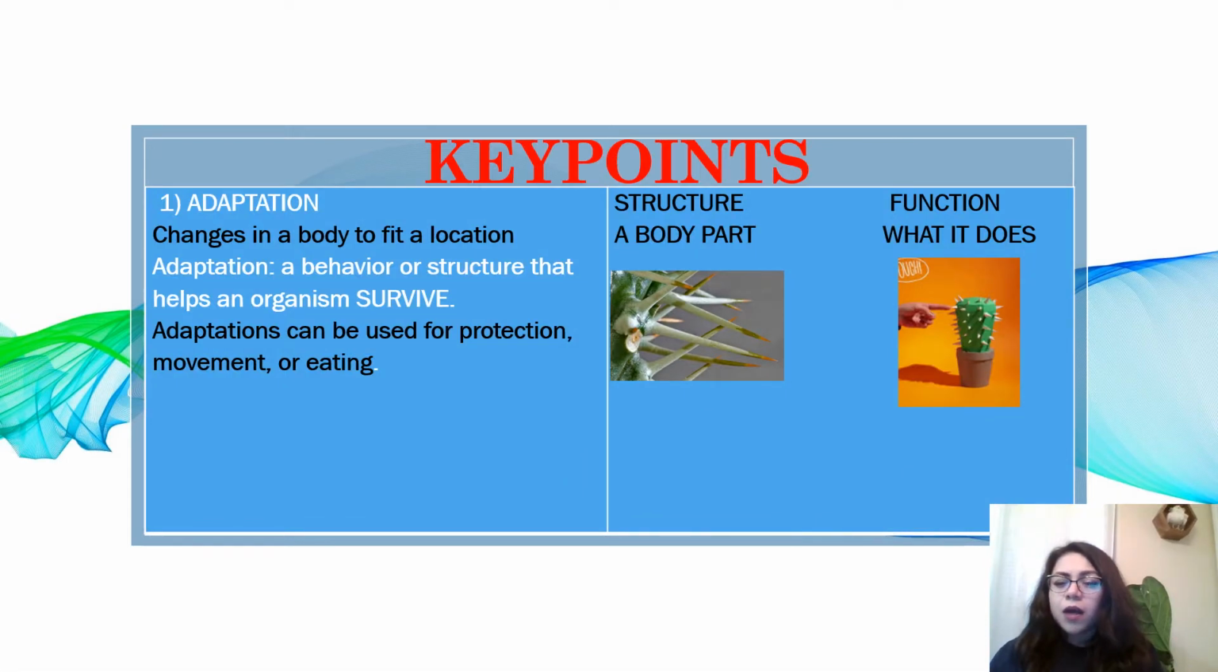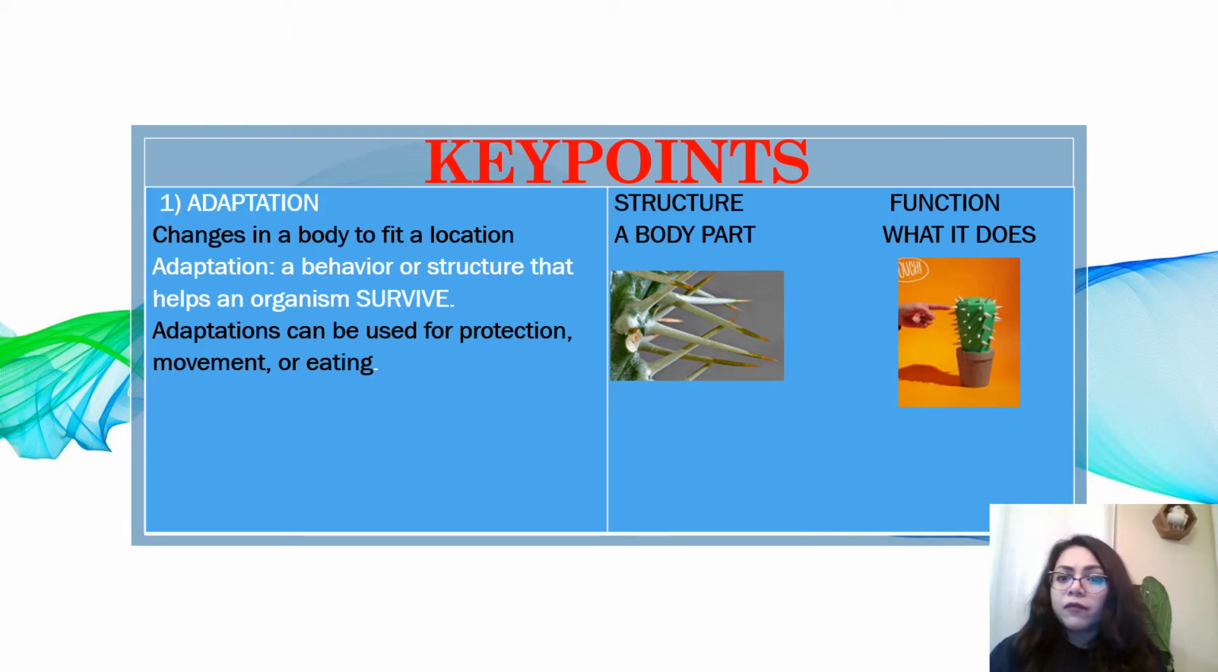Today we're going to talk about adaptations. The key points for adaptations are: adaptations are changes in a body that fit a location. An adaptation is a behavior or structure that helps an organism survive. These adaptations can be used for protection, movement, or eating. Remember that a structure is a body part. A function is what it does.